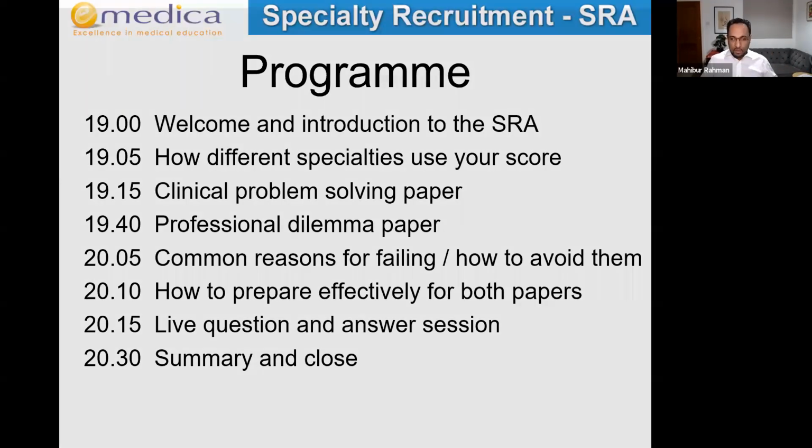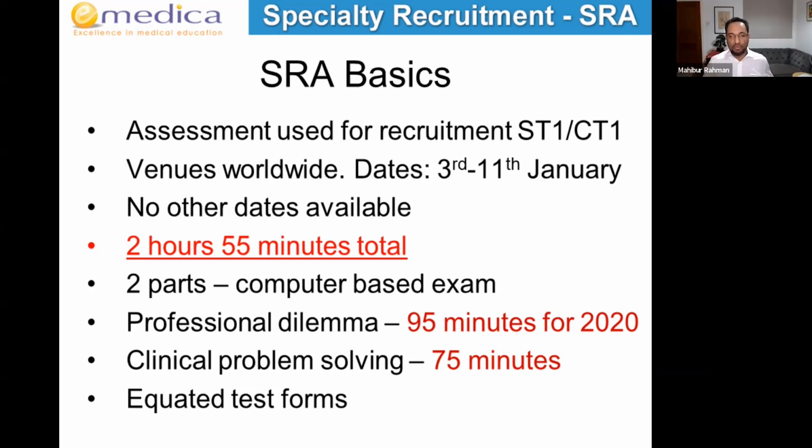Right, so let's start with the basics, an overview of this exam. First of all, the Specialty Recruitment Assessment, also called the Multi-Specialty Recruitment Assessment, MSRA or SRA, it's the same thing. It's a single assessment that's used as part of the recruitment process for ST1 or CT1 entry for training by 9 different specialty training programs, okay? So it doesn't matter which specialty you apply to, and if you apply to more than one, you'll only sit the exam once, and the score will automatically be populated via Oriel to all the specialties, okay? But they all use it in a different way.